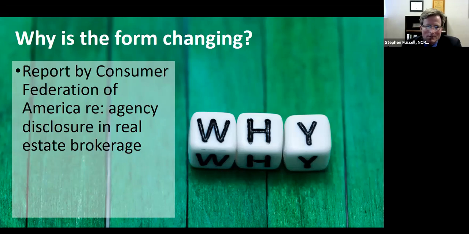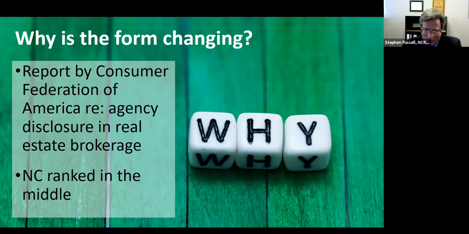And based on the wording of this report, it appeared to us that the North Carolina Real Estate Commission's disclosure form ranked somewhere in the middle. It had some good things, but it also was lacking in a couple of areas. Of course, those of you who have been around since the 90s know that the Working with Real Estate Agents brochure was first published about 25 years ago. And it still contained good information, but it just wasn't presented in the best format for today's consumer.